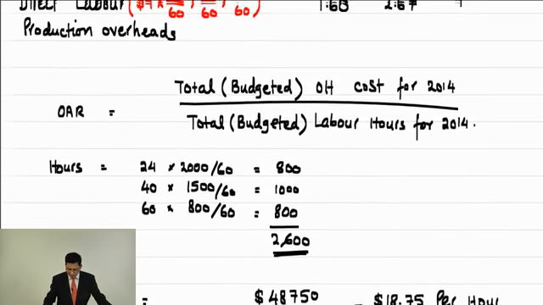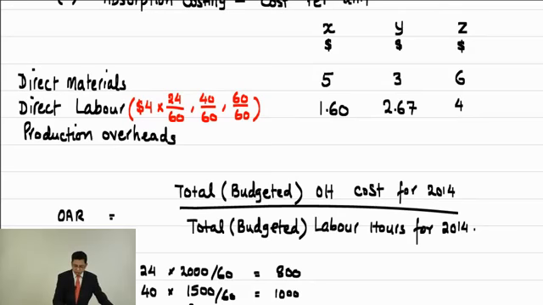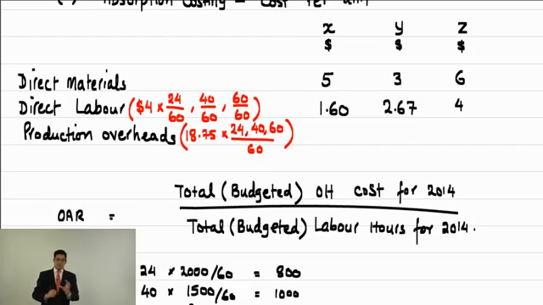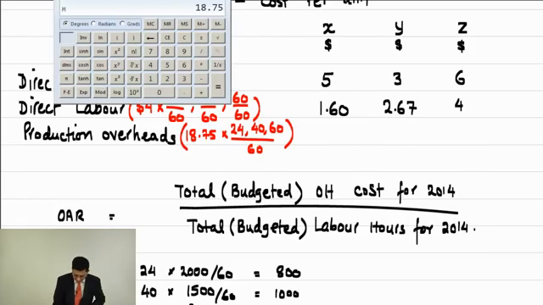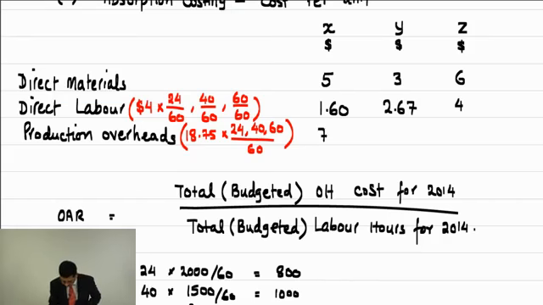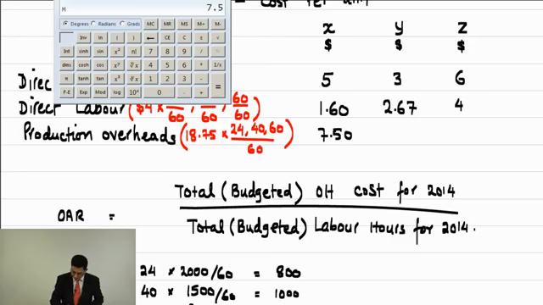So here is the final linking up of the production overheads, which is 18.75 times 24, 40 and 60 divided by 60, just like labor. Okay, right? So here we go. 18.75 into 24 over 60, which is 7.5. Second one is 18.75 into 40 over 60, which is 12.50.